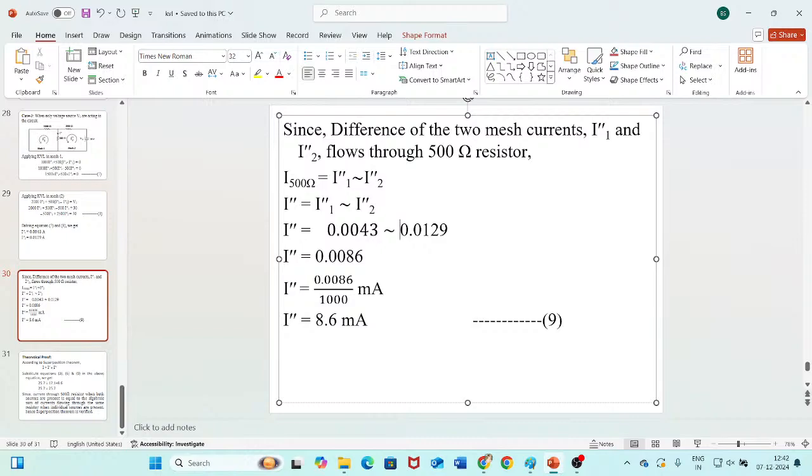So the difference of these two, you'll get 0.0086, and that is in amperes. So you can rewrite this in milliamperes. So I double dash you will get as 8.6 milliamperes. Just go through it for a few seconds, and we will verify the superposition theorem.